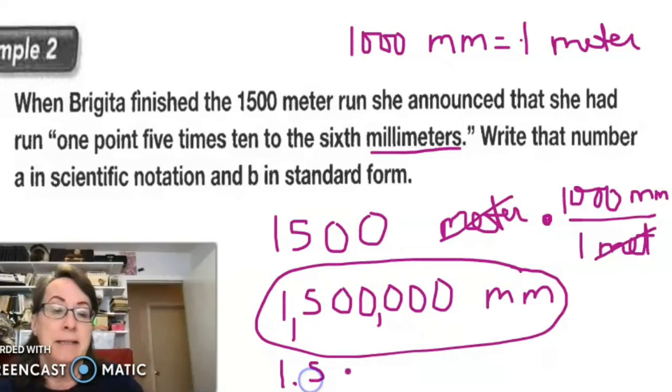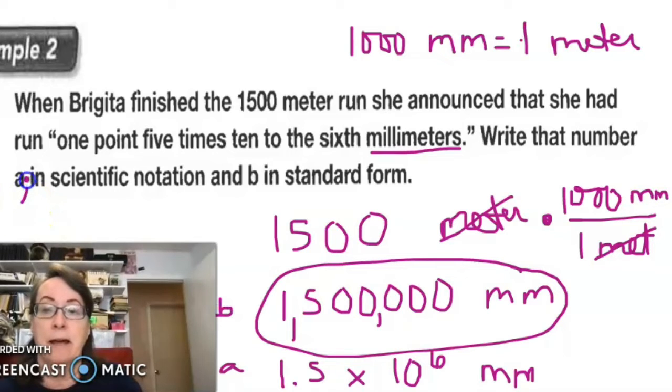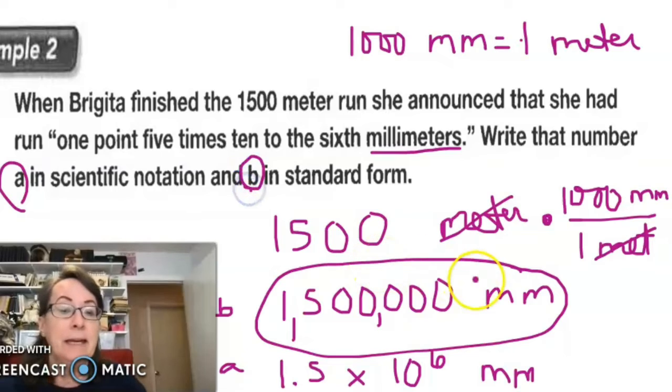Okay, so now we're going to write 1.5 times 10 to the 6th millimeters. That would be the scientific notation. So this would be the A answer. This would be the B answer to the A and the B. And then we're going to check.